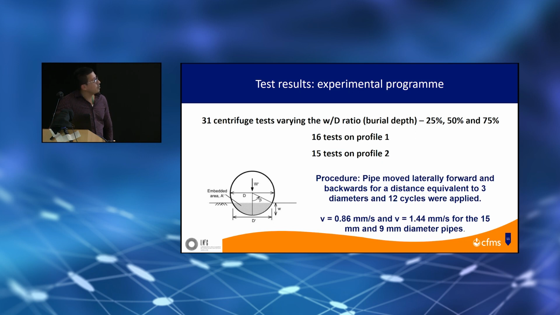The experimental program consisted of 31 centrifuge tests by varying the burial depth between 25, 50, and 75%. So basically, this depth was increased, and the procedure was to move the pipeline forward and backwards a distance equivalent to 3 times the diameter, and 2 cycles of forward and backwards directions were applied. And basically, the velocity of these applications was selected to ensure that this load was under undrained conditions.